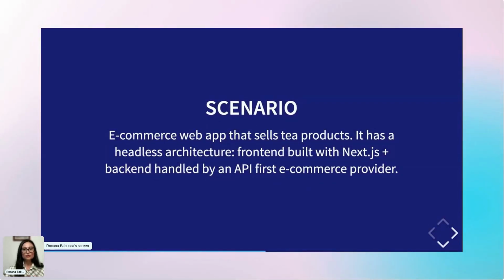So I'll use a simple web app example to illustrate how a developer could approach preventing unsafe consumption of APIs in a specific context. So we have here an e-commerce web app that sells tea products. It has a headless architecture where the front end is built with Next.js and the back end is handled by an API-first e-commerce provider, which could be any of the popular ones out there. It could be Swell, Snipcart, or any other.